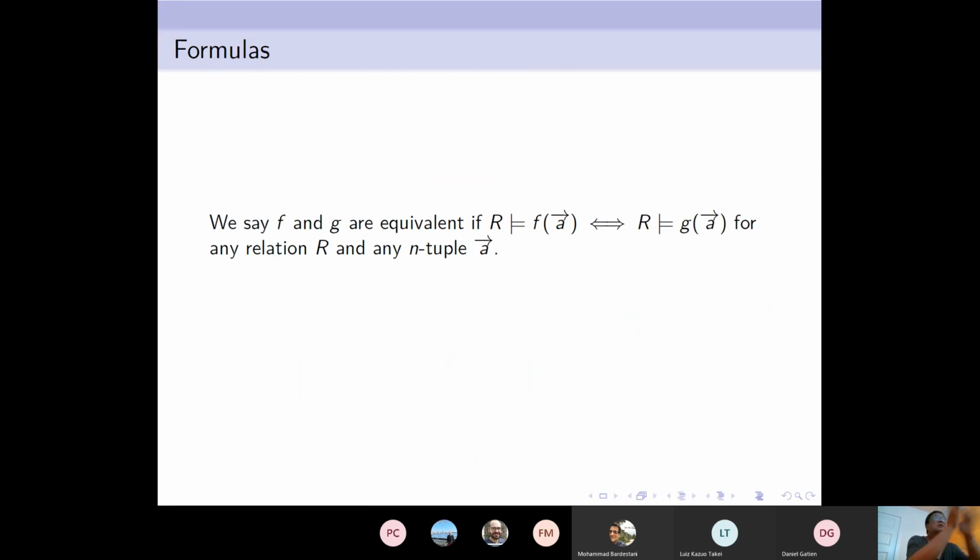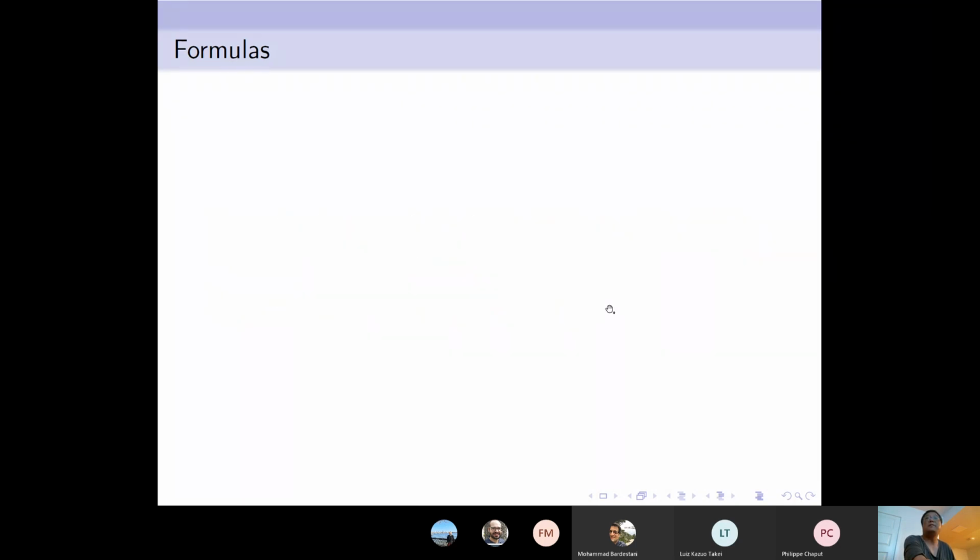Now we say F and G, the two formulas, are equivalent if F(A) satisfies R if and only if G(A) is satisfied in R, for any relation R and any n-tuple A. For example, the symbol "for any" can be replaced: it is equivalent to "not there exists not". That is an example.